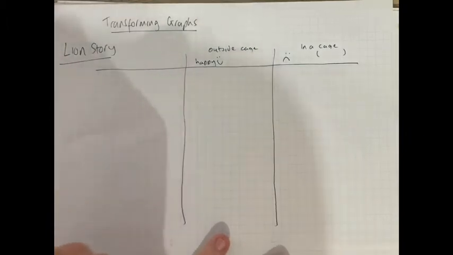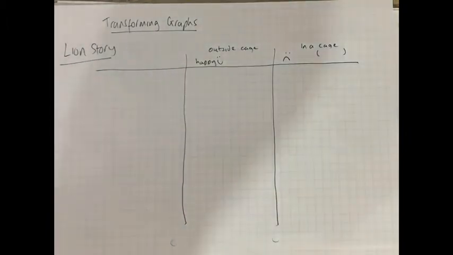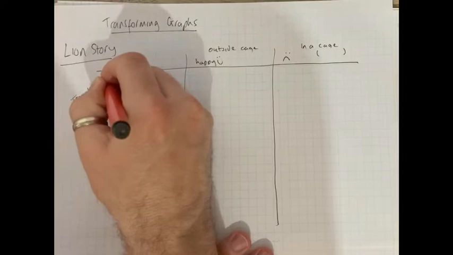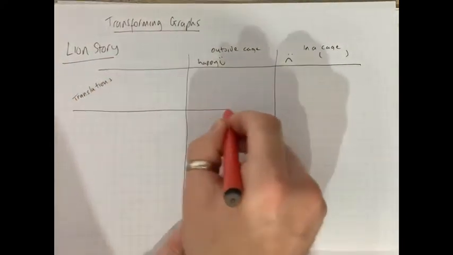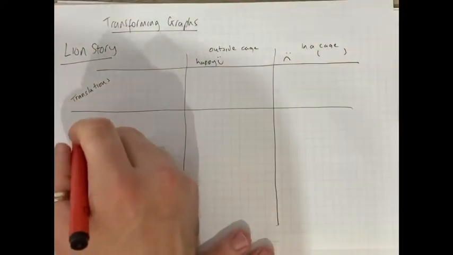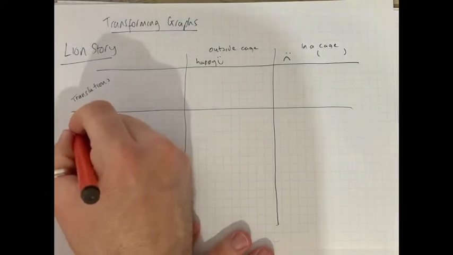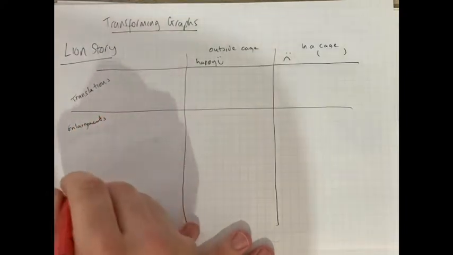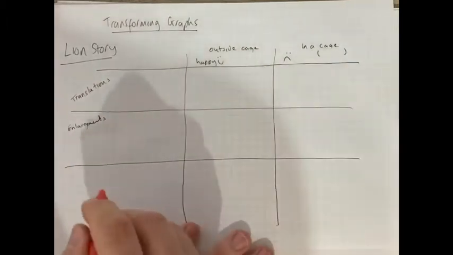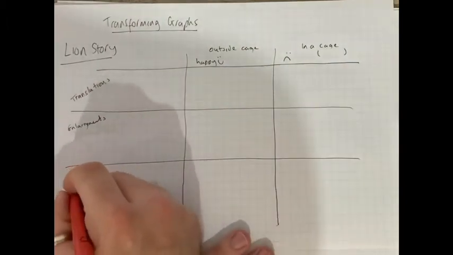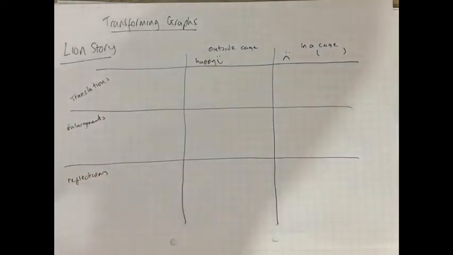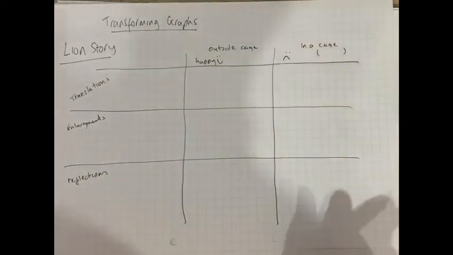Now, there are three types of transformations we deal with when transforming graphs. We deal with translations. That's all about shifting graphs. We deal with enlargements. And we deal with reflections. There's no rotations in A-level, so we just deal with those three.